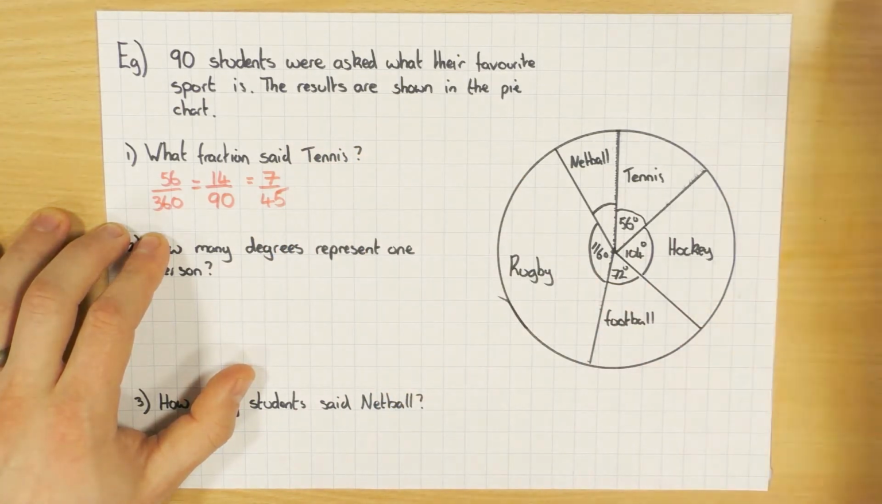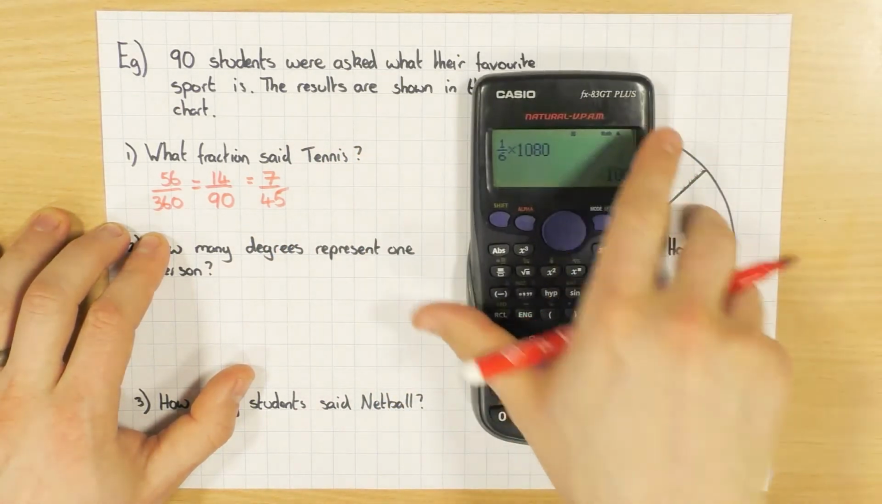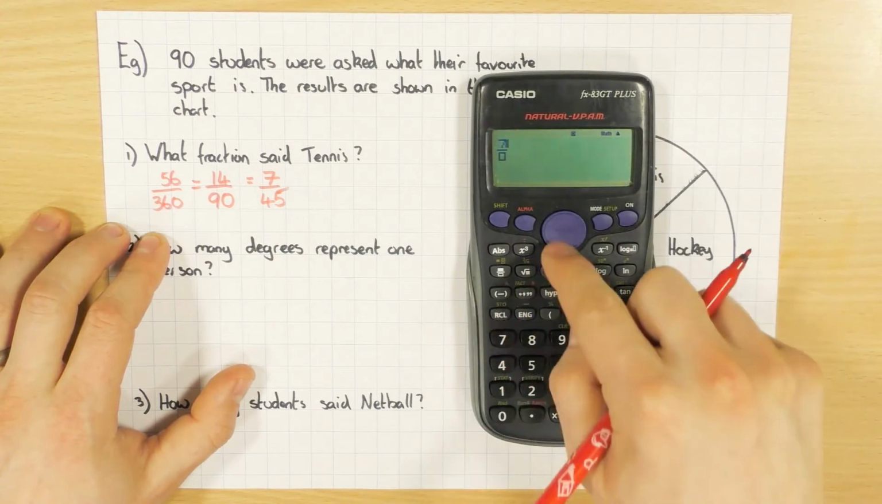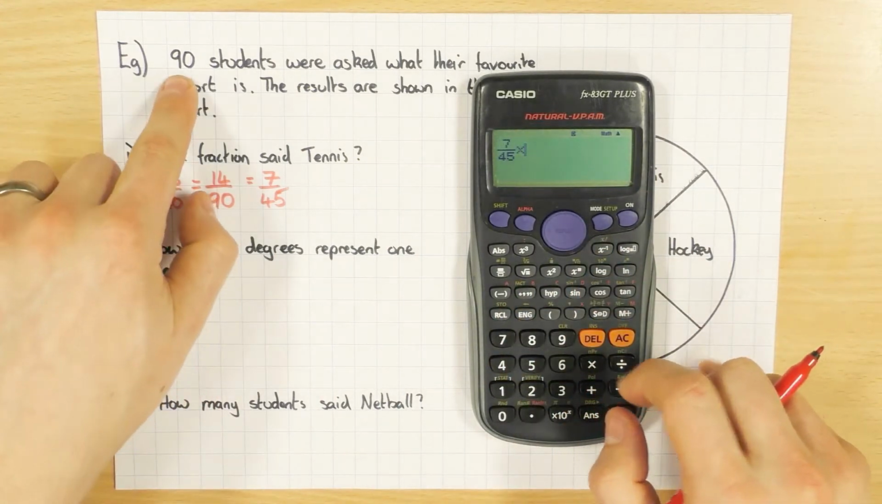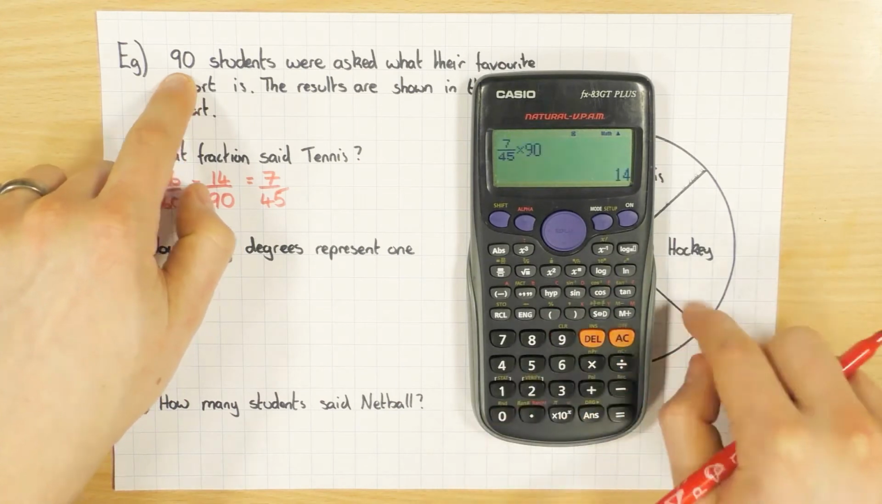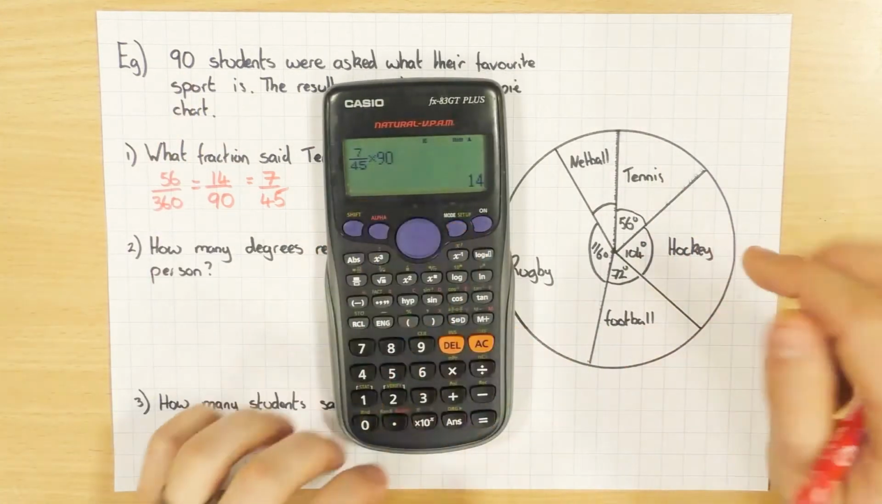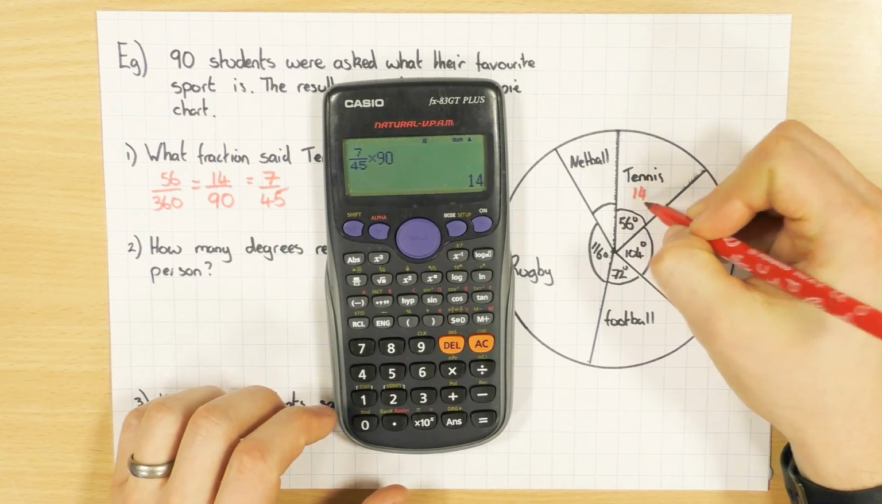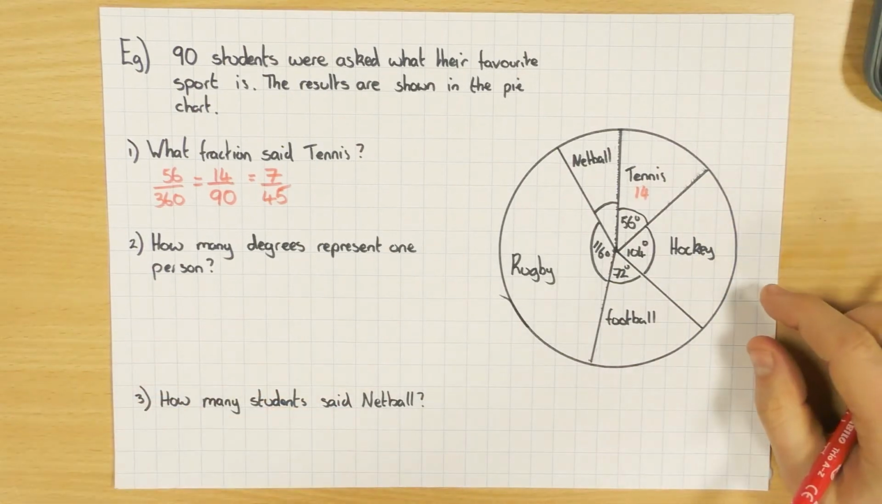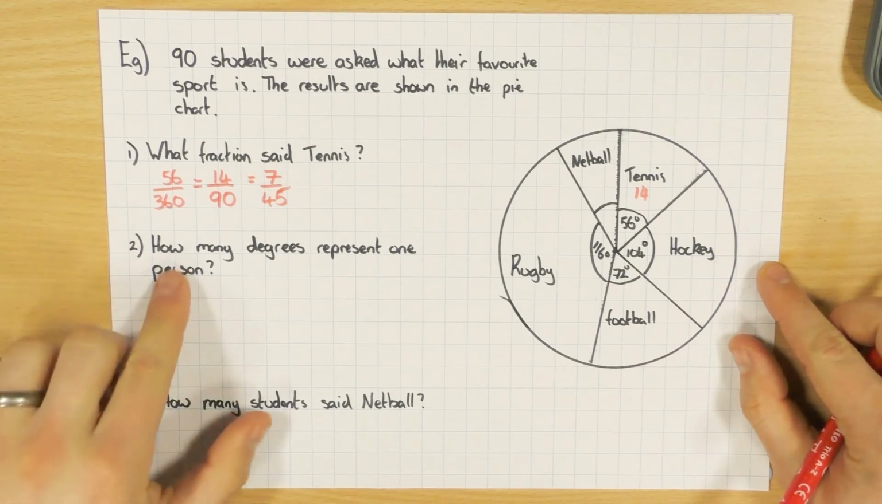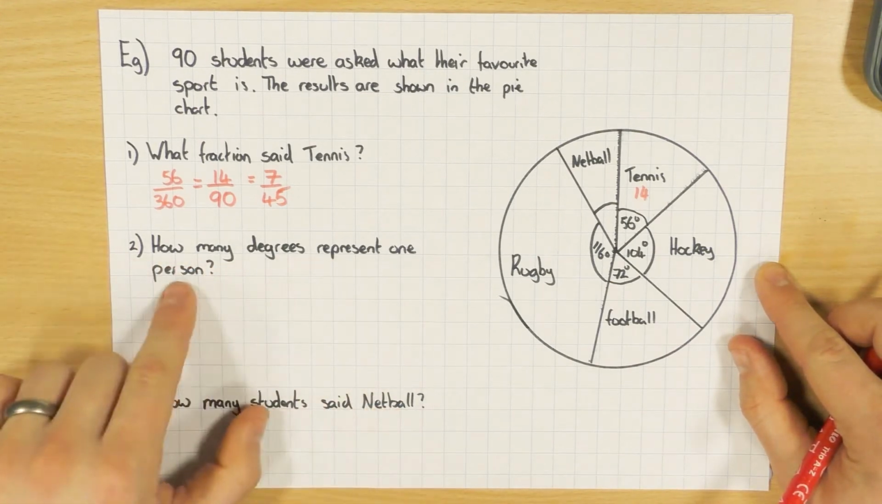So there's the fraction. And again, just to show you this little trick, if I have 7 over 45 as my fraction, if I times it by the total, which I know is 90, I get 14. So I know that 14 people will play tennis. Not a question, but it's just to show you that again. Okay. This one here, how many degrees represent one person?